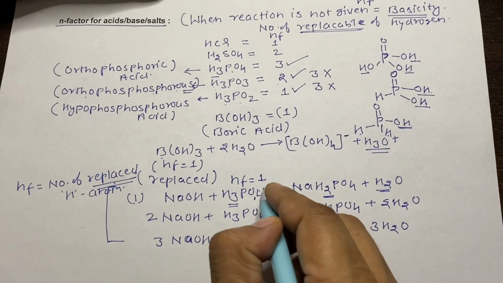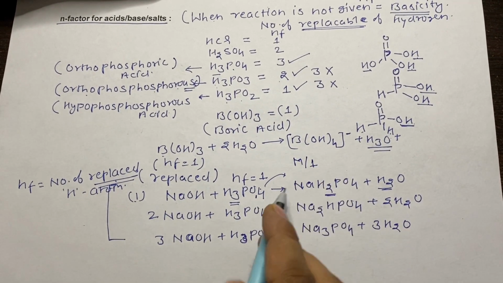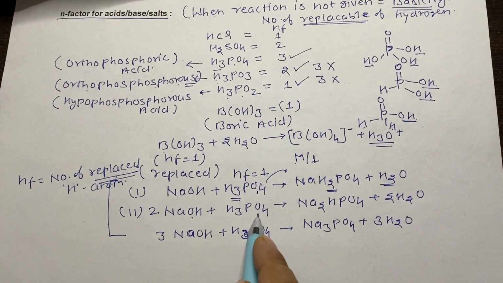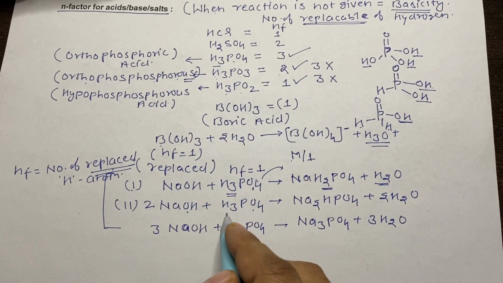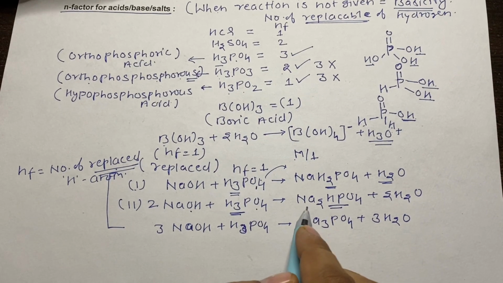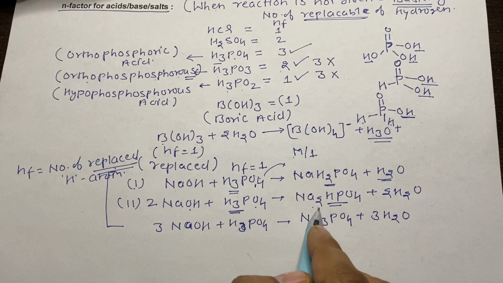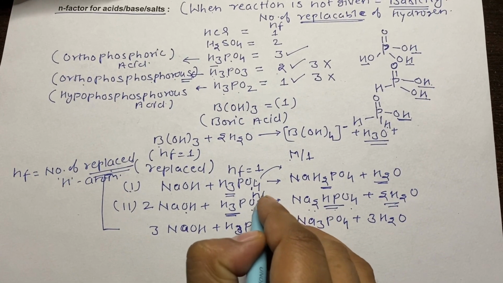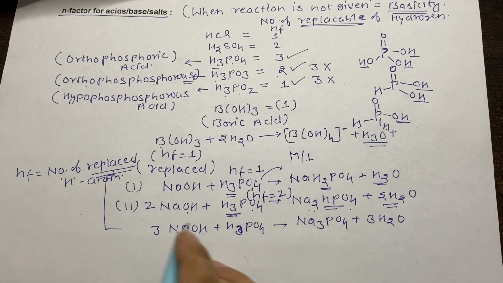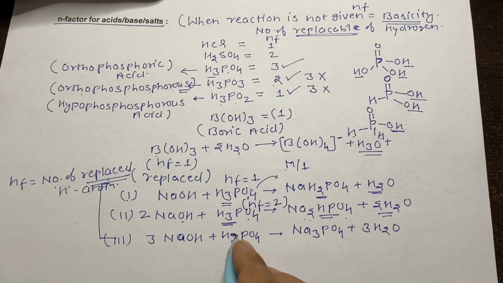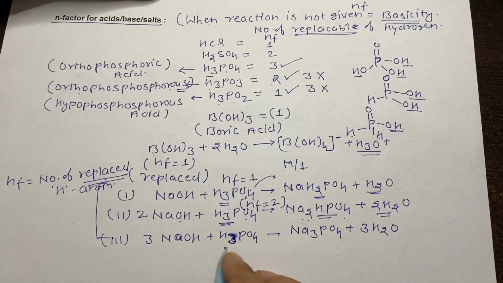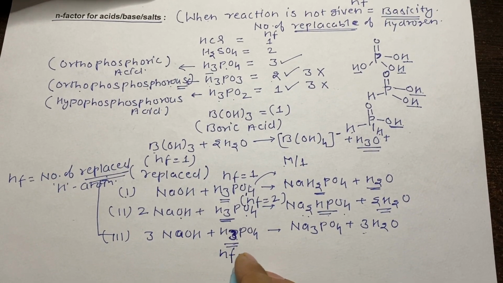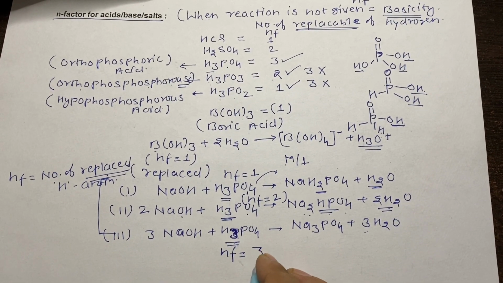So the equivalent mass of H3PO4 in this case will be equal to M by 1 if M is the molecular mass of H3PO4. In the second reaction, 2NaOH plus H3PO4, obviously here 2 hydrogens of H3PO4 are replaced. So this will give disodium hydrogen phosphate and 2 moles of water. So the n factor of H3PO4 in this reaction will be 2. In the same way, we can find the n factor of H3PO4 in the third reaction, as all the 3 hydrogens present in H3PO4 have been replaced. So definitely n factor of this H3PO4 will be 3.